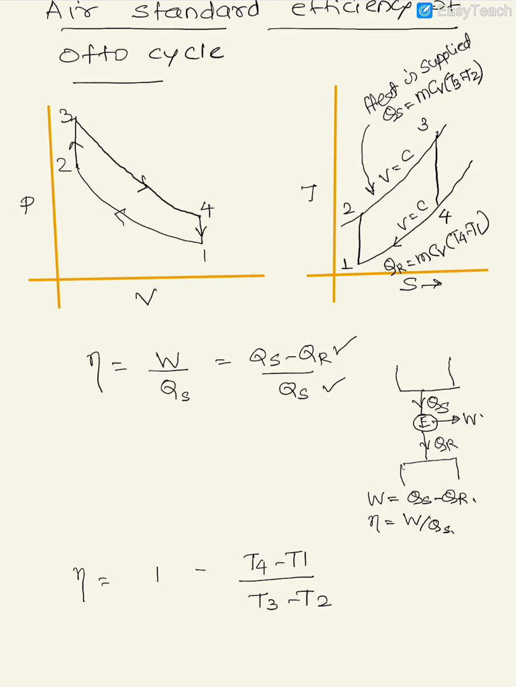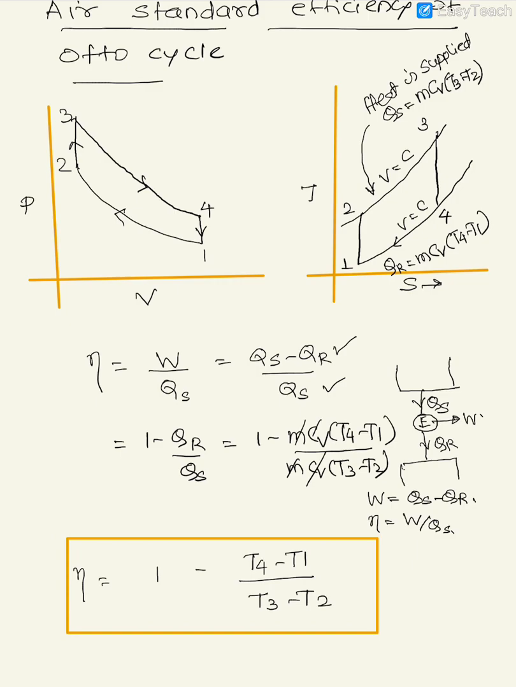So if I put these values in, efficiency is QS minus QR upon QS, which is 1 minus QR upon QS. QR is m Cv (T4 minus T1), and QS is m Cv (T3 minus T2). You see that Cv cancels off, m cancels off, and you are left with this expression. So the efficiency becomes 1 minus (T4 minus T1) upon (T3 minus T2). This is the expression for air standard efficiency in terms of temperature for the Otto cycle.